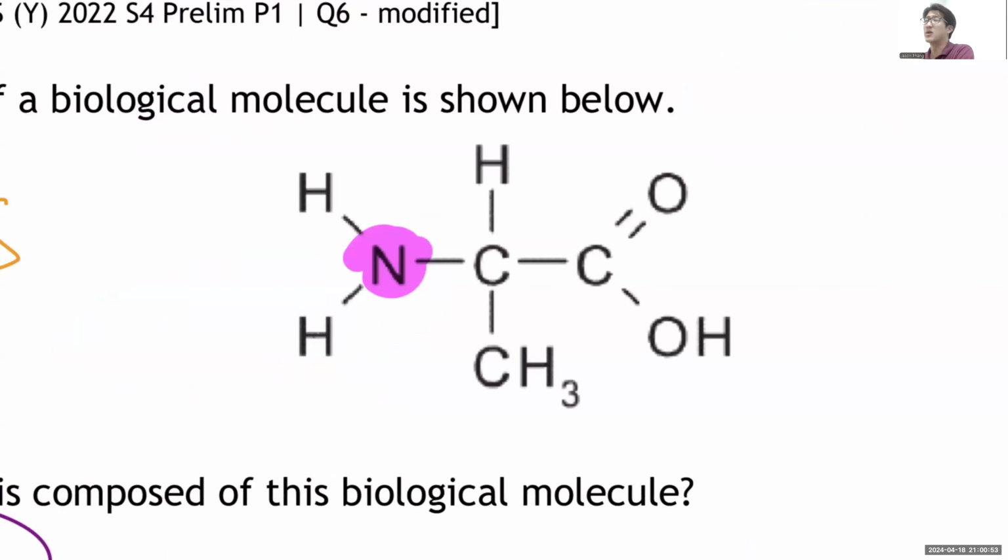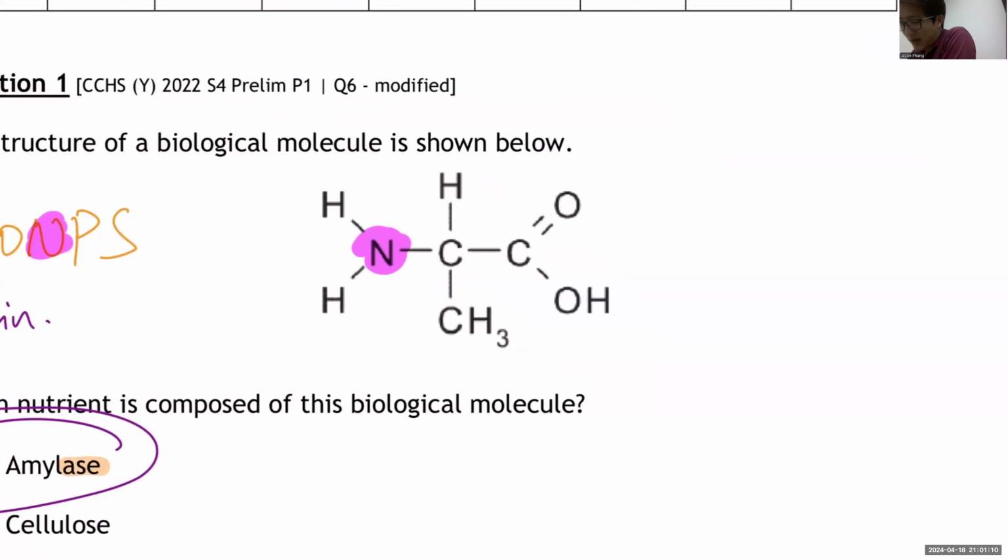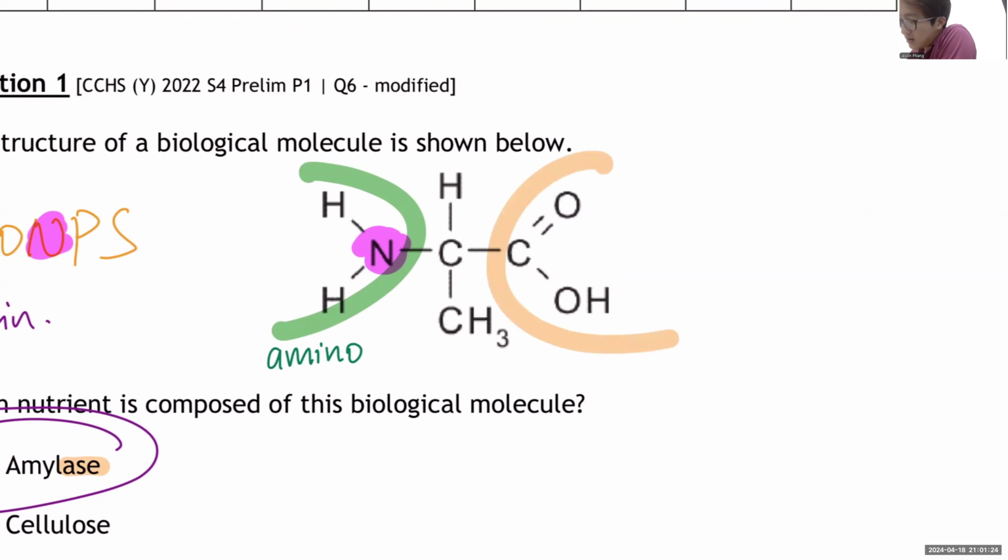Okay, so what is the name of this molecule? Amylase is an enzyme. Enzymes are proteins. Proteins are made up of amino acids. Yes, amino acid. This is the basic unit. Again, let me elevate your learning here. This is the amino group. Anyone want to guess what this part is called?